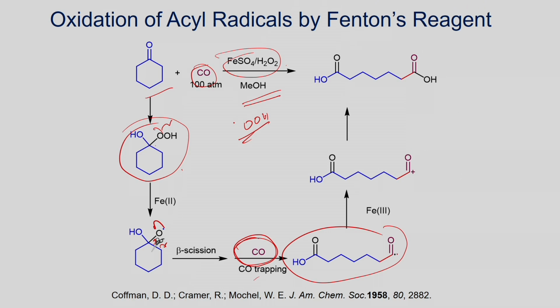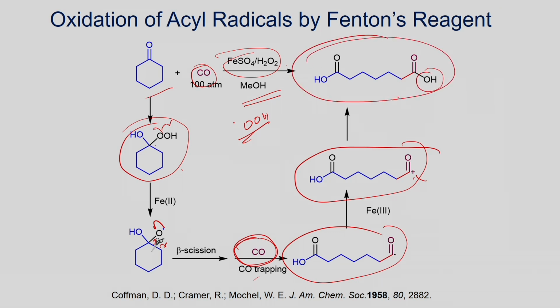Once you have the carbonyl radical, it can be oxidized to this acylium cation. Once we have this one, it can be reacted with the hydroxide ion. In this way you will be able to get this dicarboxylic acid. For example, if you have cyclohexanone in the presence of ferrous sulfate, hydrogen peroxide and carbon monoxide, you can get this dicarboxylic acid product through a radical pathway, as is shown here.